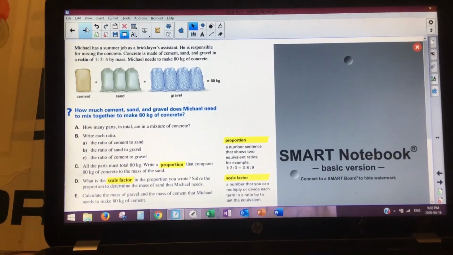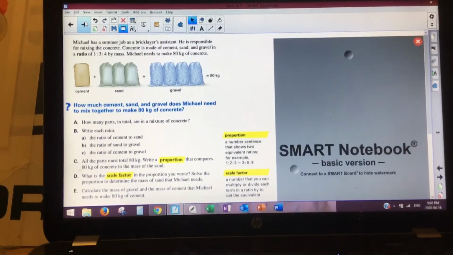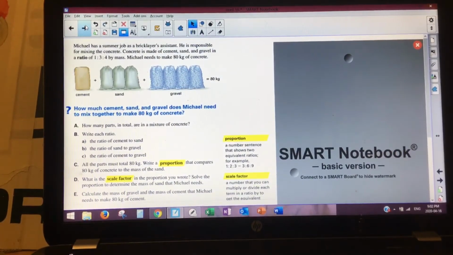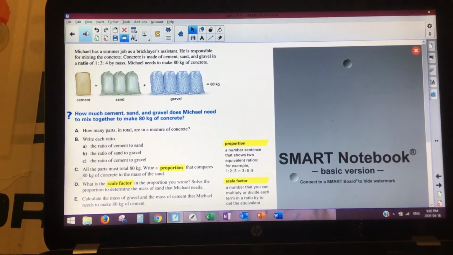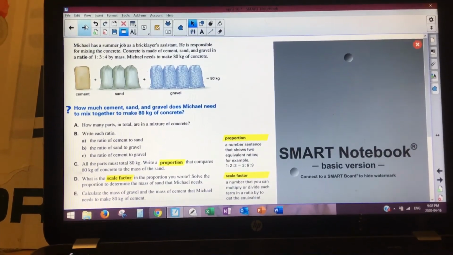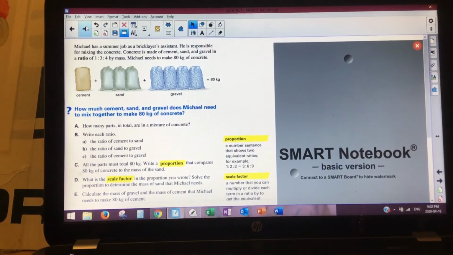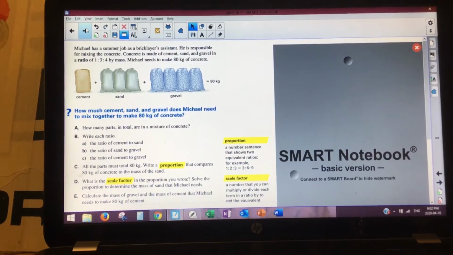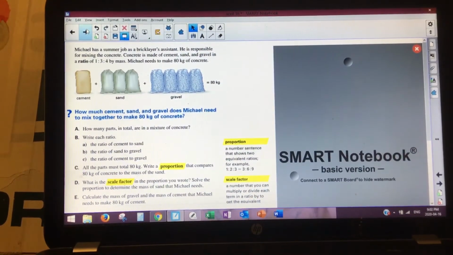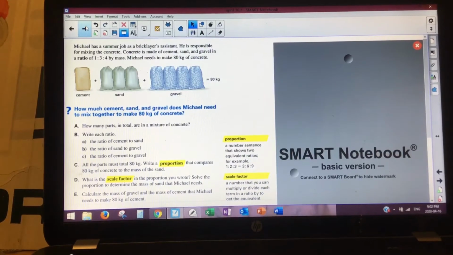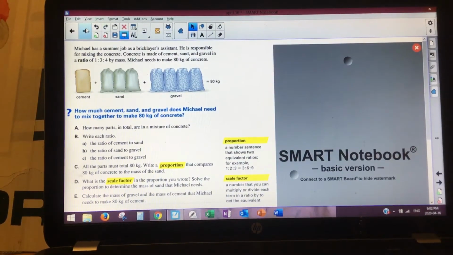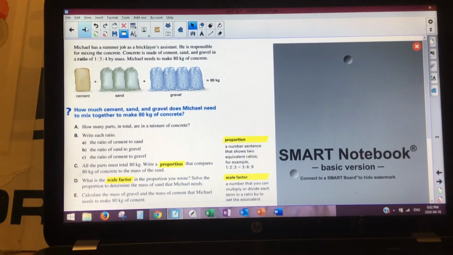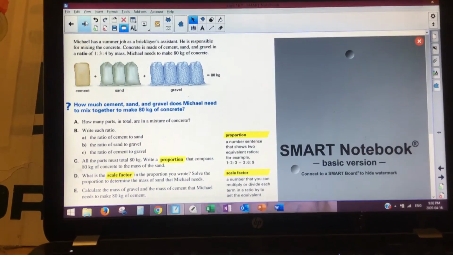Let's get into a challenging style of question. I like this, although what I don't like is that they just jump in with 3 ratios. It'll seem a bit confusing, but let's do it together. So Michael has a summer job as a bricklayer's assistant. He's responsible for mixing the concrete. Concrete is made of cement, sand, and gravel in a ratio of 1 to 3 to 4 by mass. Michael needs to make 80 kilograms of concrete. So you can see the picture.